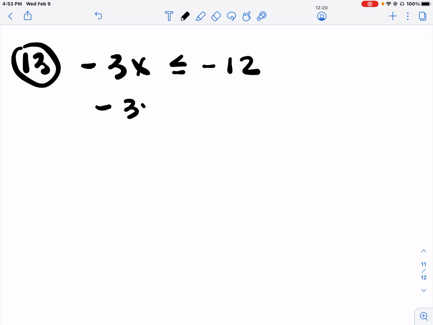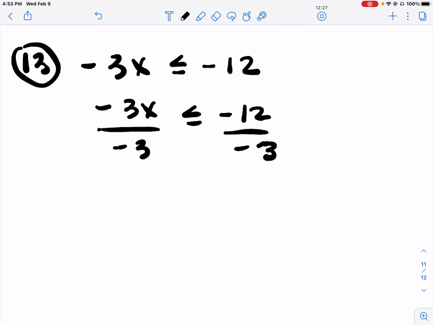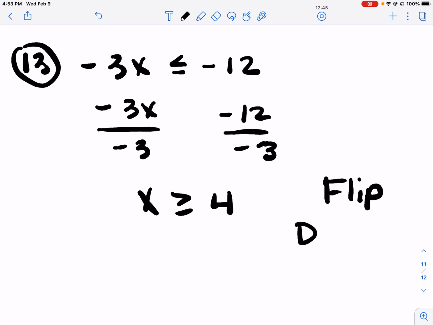I need to divide both sides by negative 3. Actually, let me leave this blank right here. Okay, I'm going to divide both sides by negative 3 to give me x. A negative divided by a negative equals positive 4. We're going to flip that because we divided by a negative.